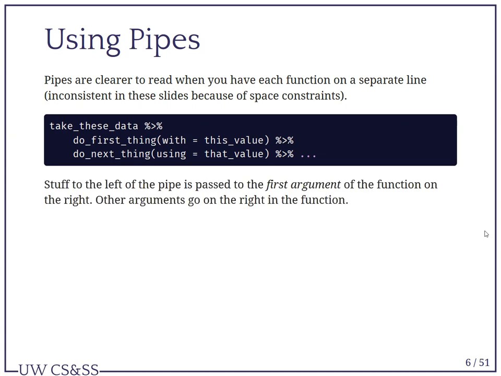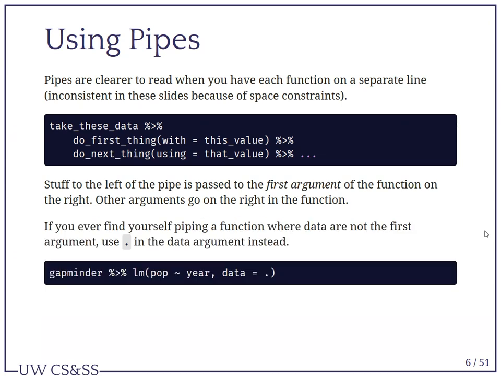An important thing to note here is that stuff to the left of the pipe is passed to the first argument of the function on the right. Other arguments go on the right in the function. So if you ever find yourself piping a function where data are not the first argument, use dot in the data argument instead. And this will target where the thing that's being piped is supposed to go.